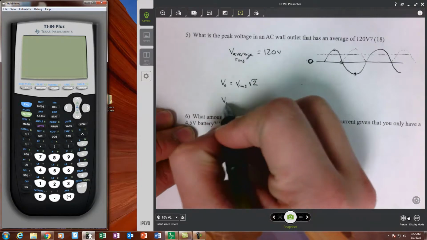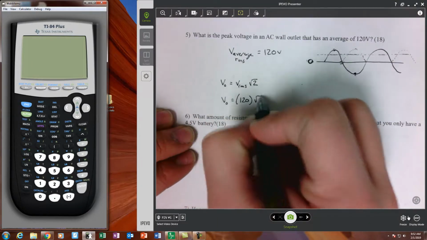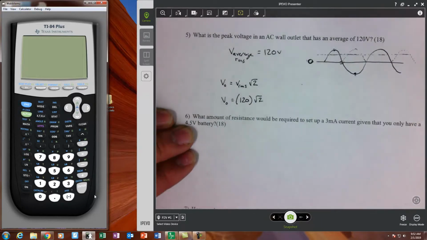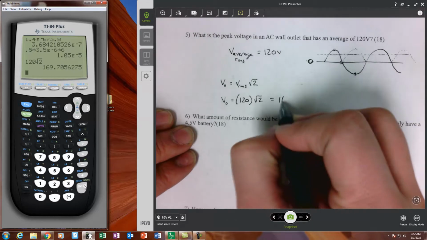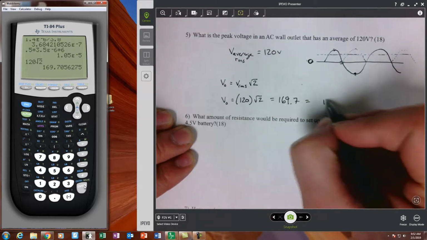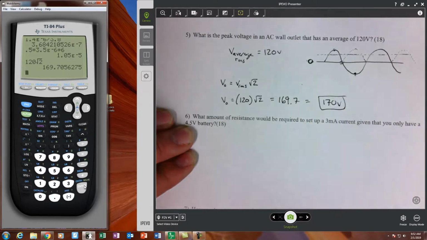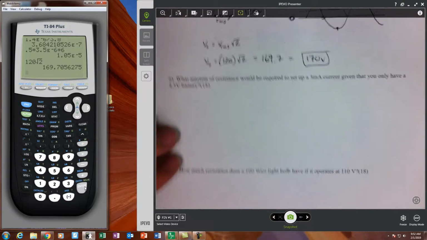And so we take our V naught, which is equal to 120 times the square root of 2, and we come back over to our calculator to calculate 120 times the square root of 2, and we get roughly 169.7 or 170 volts. Okay, so even though we're running 120 RMS in our houses, it peaks up at 170.